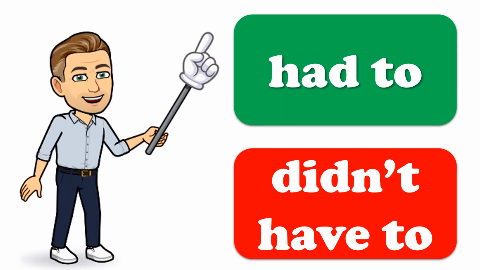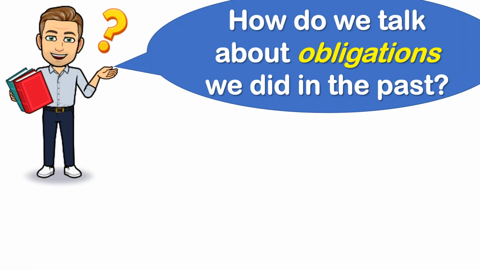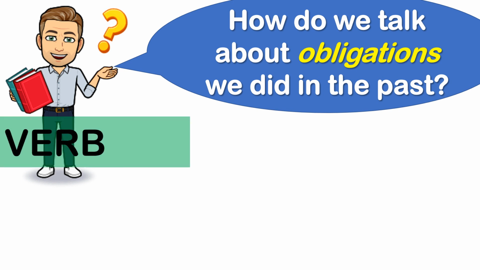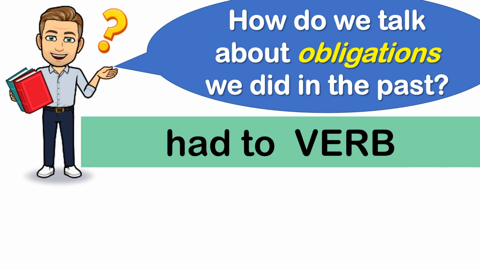First, let's look at had to and didn't have to. So how do we talk about obligations we had in the past or we did in the past? First, we'll use had to and then just the verb. So even though we're talking about the past, we're not using the past tense form of the verb. We're using had to and then just the verb.